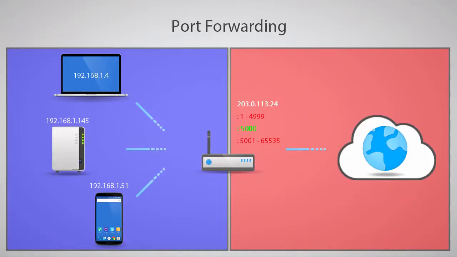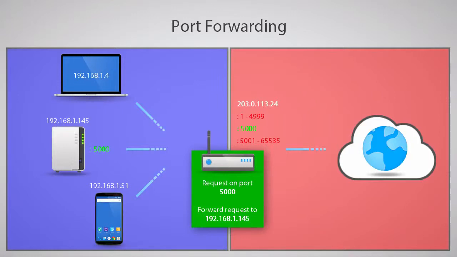In our earlier demonstration, we forwarded port 5000 to the NAS at 192.168.1.145. This means that the router has a rule that connections on port 5000 should be directed to port 5000 on the device at 192.168.1.145, not to any other LAN device that may be running a service on port 5000. The rest of the ports between 1 and 4999, as well as the ports between 5001 and 65,535, are still inaccessible from the WAN. For each service running on ports other than 5000, we'll need a new port forwarding rule.